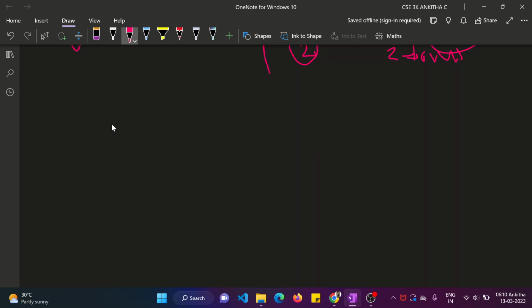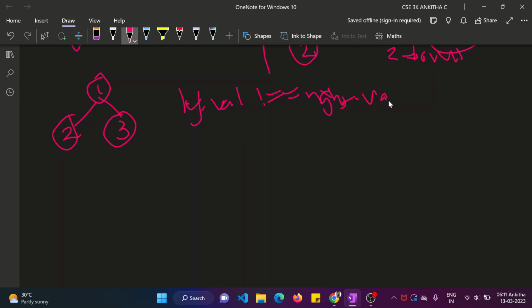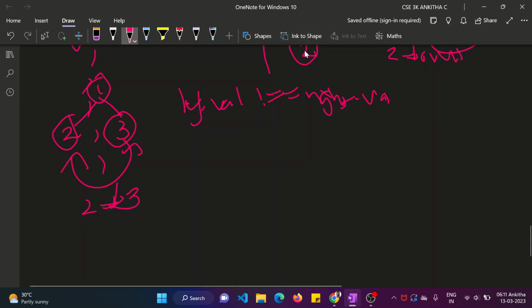Next, you have to check for what if both the nodes are present? 1, 2, but they're not equal. Both left and right part are present. If left dot val is not equal to right dot val, though you have the symmetric node but the values are not same, 2 is not equal to 3, hence you return false. That means it's not a symmetric tree.